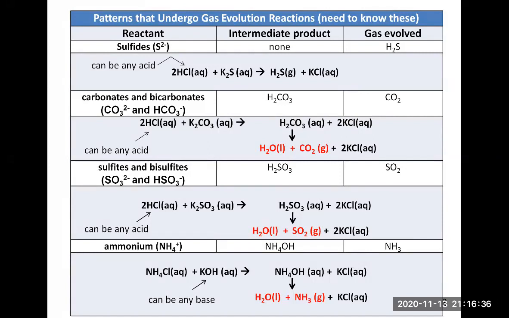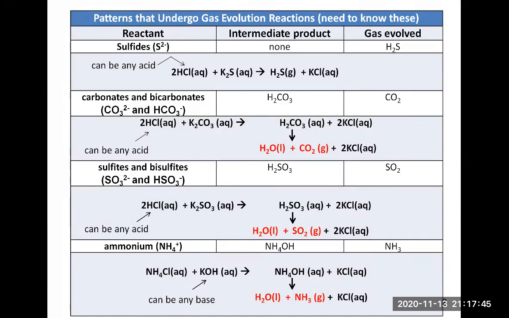Same when you have sulfite and bisulfite, SO3 negative 2 and HSO3 negative 1. When you combine them with an acid, it can be any kind of acid that will bring H plus ions, the H plus ion will combine with the sulfite and bisulfite and make the H2SO3 compound, the sulfurous acid. It's unstable. It decomposes into water and SO2, sulfur dioxide gas. So very similar to what's happening with the carbonate here, but you change the carbon with the sulfur and it's the same behavior. H2SO3 is unstable and decomposes into water and the gas SO2.